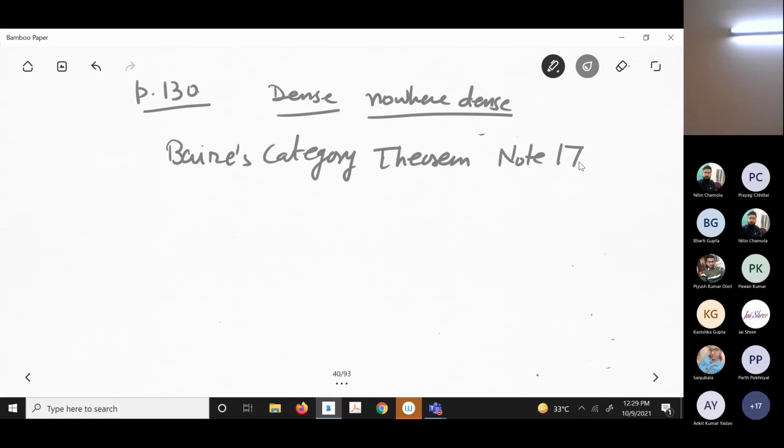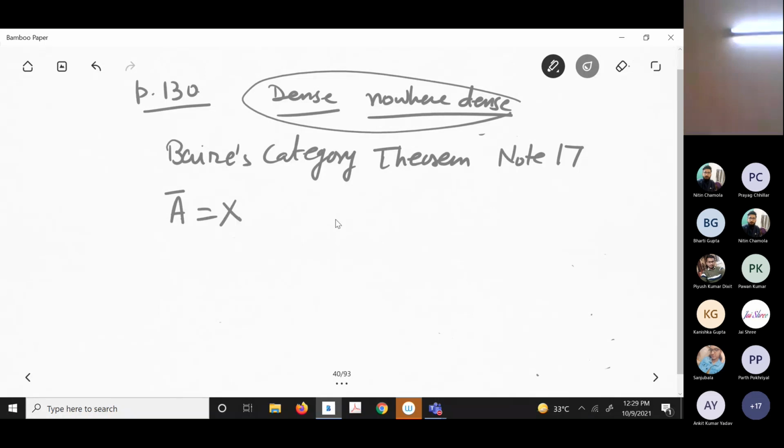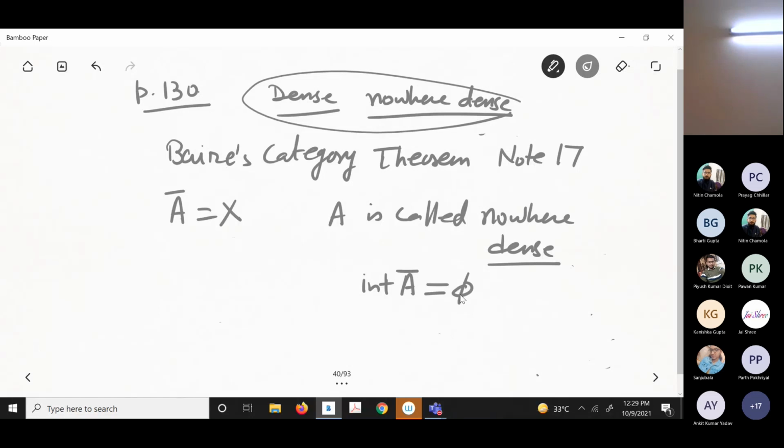So here, these things are very important. Dense, I have already done that. If A bar equals X, then A is called dense in X, whereas A is called nowhere dense if the interior of A bar is empty. Later on, I will see something more general. But this is almost an empty set actually. It's a thin set. So the interior of A bar is empty.